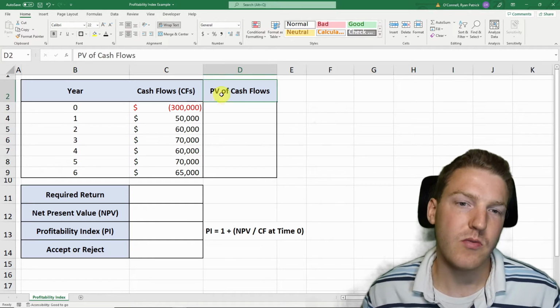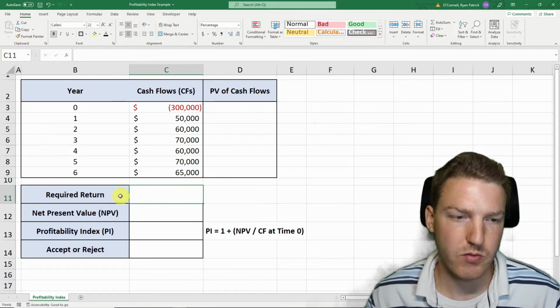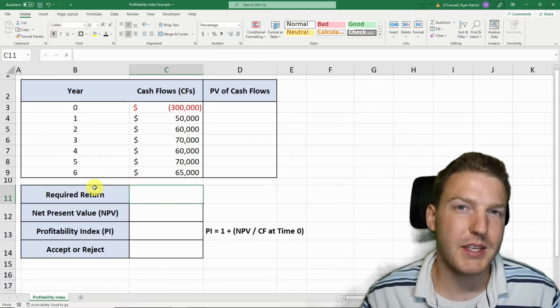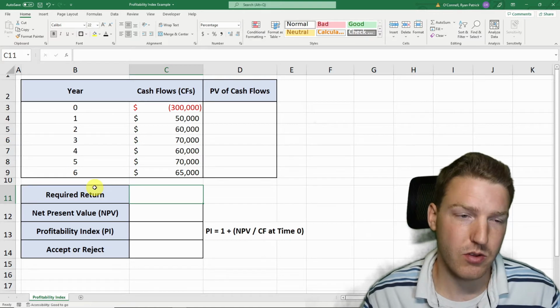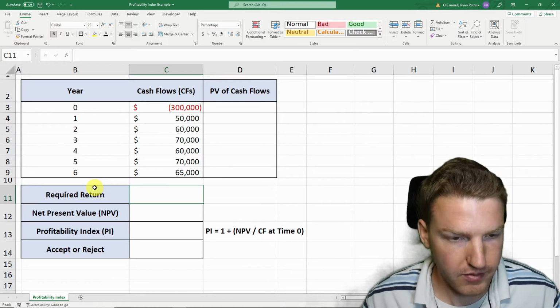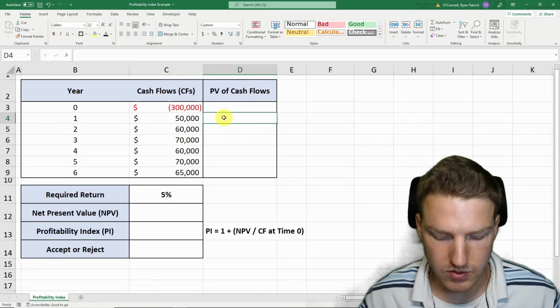Well, in order to figure out whether we want to make this decision or not, we need to find the present value of each of these cash flows. And to do that, we need to know what is our required return. So our required return is based on the risk of the project. The higher the required return, the higher the risk. And so let's just start off with an example of 5%. And then let's calculate the present value of each of these cash flows.